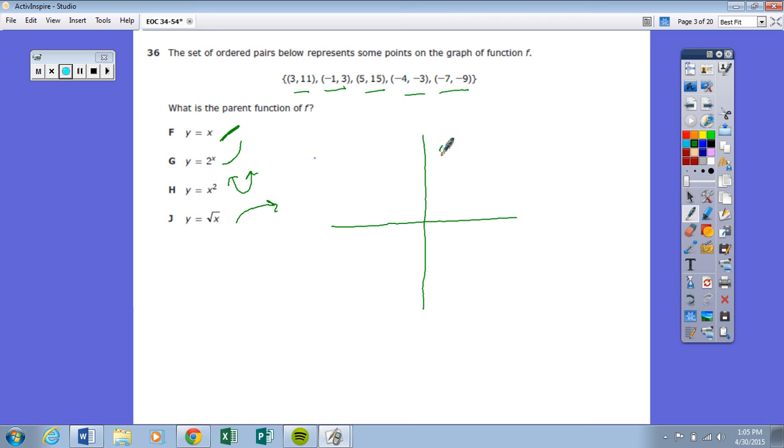So 3, 11, negative 1, 3, 5, 15, negative 4, negative 3, negative 7. Okay, when I graph my points, I know that was quick, but you could graph them yourself a little slower. It looks like a line. So that would be the parent.